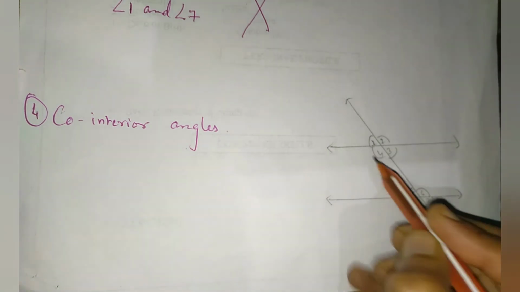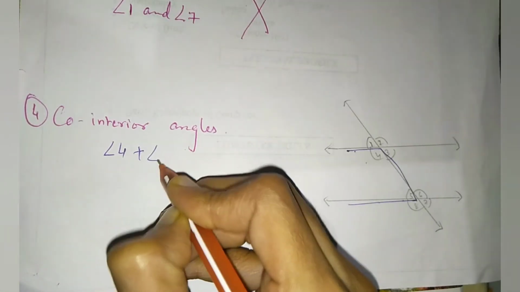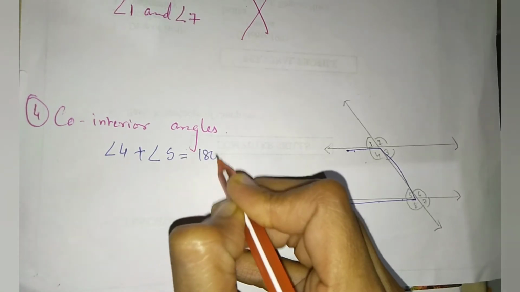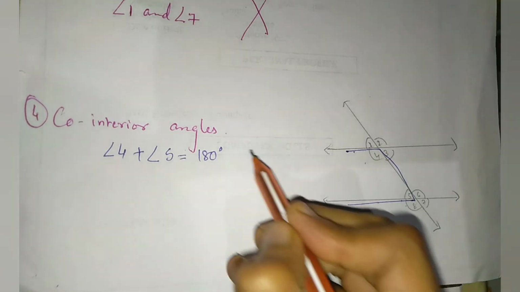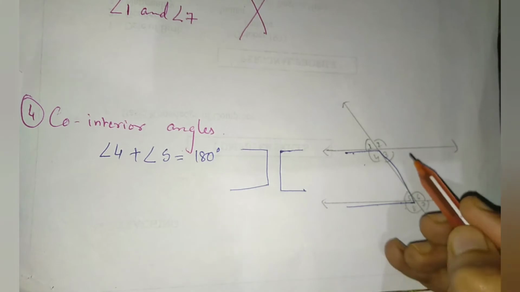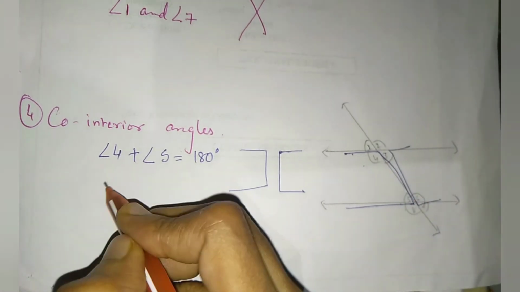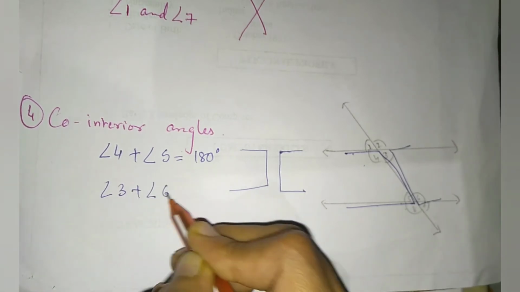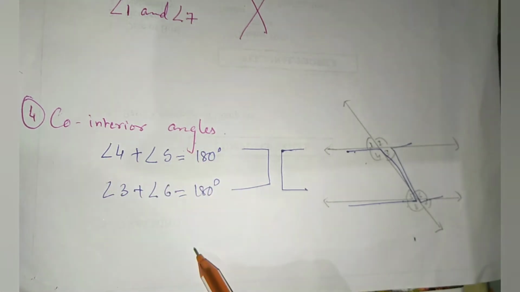Now co-interior angles. Co-interior angles mean only this side we have to take. So angle 4 plus angle 5 is equal to 180. In co-interior, angle 4 and angle 5. This way, this bracket, we have to see. So it is 3 and 6. So angle 3 plus angle 6 is equal to 180 degrees. So this is called co-interior angles.